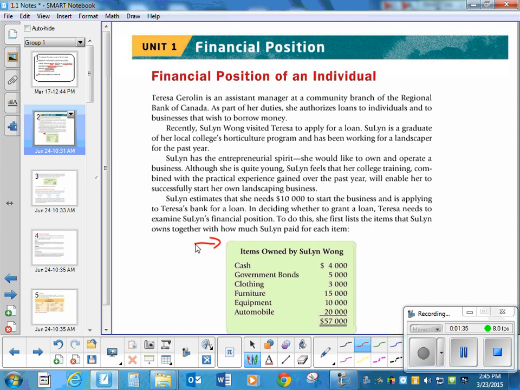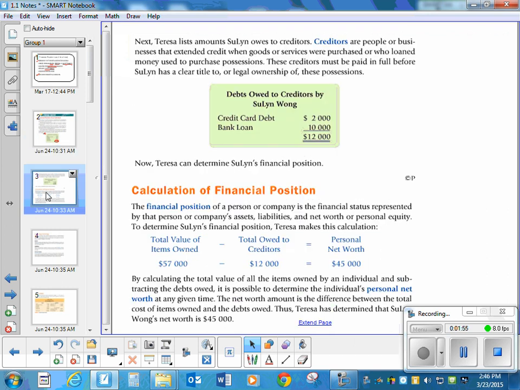Government bonds are like a savings plan that you can turn into cash. She has clothing worth $3,000, furniture worth $15,000, equipment worth $10,000, and an automobile worth $20,000. So this is an important number, this $57,000. She owns $57,000 worth of goods.